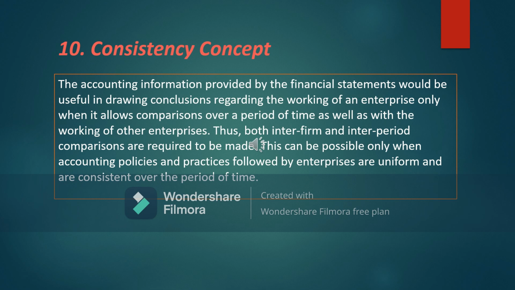Also, the comparison should be made inter-firm, with other firms also. On that basis, keeping in mind all the transactions, all the sources should be used. This is possible only when the accounting policies and practices followed by enterprises are uniform and consistent over a period of time. So the consistency concept says the base and the sources we are using are uniform, so that they can easily be compared with other firms and across different accounting periods. Then only we will be able to take important decisions, right?